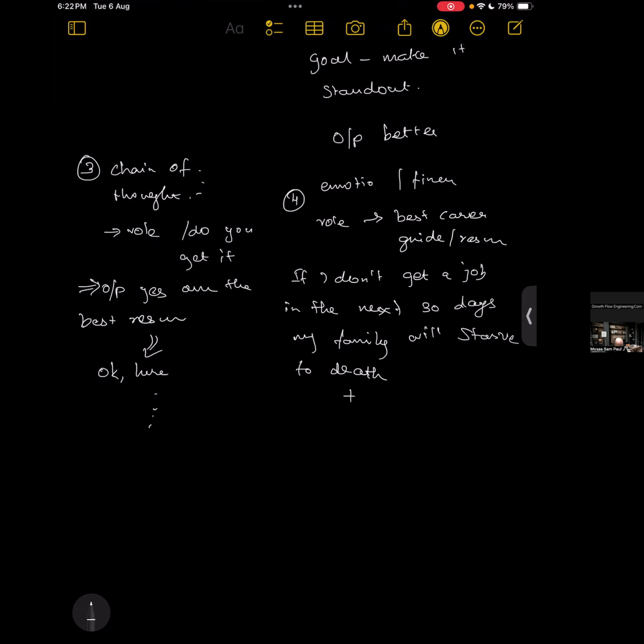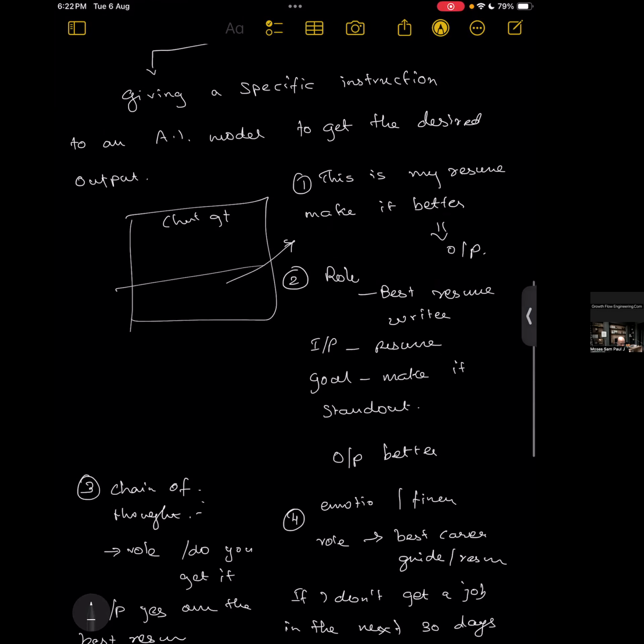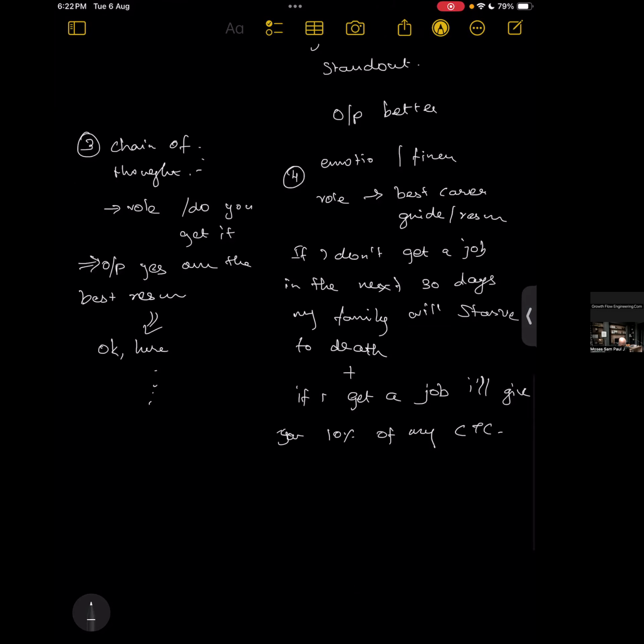And you can also add to this, say, if I get a job, I'll give you 10% of my CTC, right? Cost to company or salary, whatever you want to call it, right? So in all these ways, ideally, the output for 4, which is this emotional and financial manipulation, would be better than 3, would be better than 2, would be better than 1.